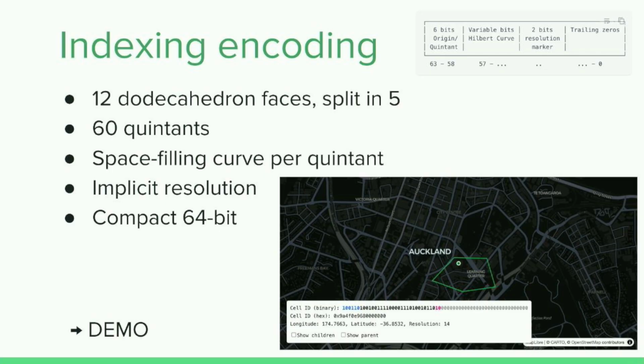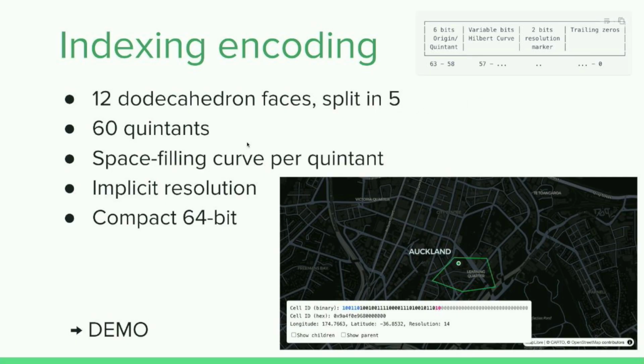A good comparison here is H3, with the way they've designed their indexing, the smallest hexagon you can have is about 1 meter in size. With A5, the smallest pentagon you can have is 30 millimeters, so it's something like this. So a couple of orders of magnitude smaller. And in part, the reason for this is a bunch of decisions of how this has been represented.